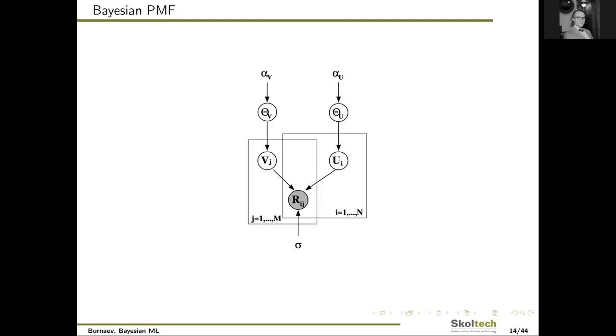The graphical model is like this, with alphas as hyperparameters for the parameters of the prior related to the latent vectors for our objects. The observations are colored gray, which means that we actually observe them. We have users and objects, and also we have an additional sigma. We don't impose any prior on this small level.